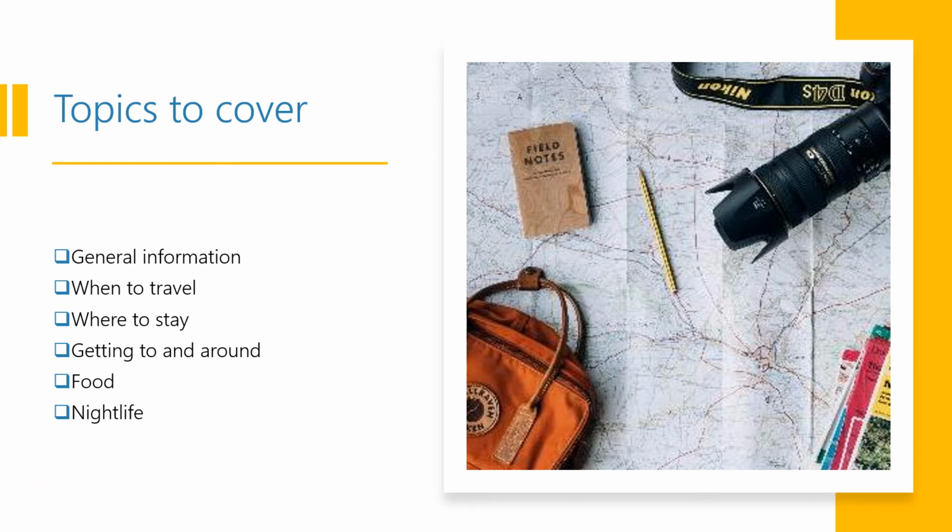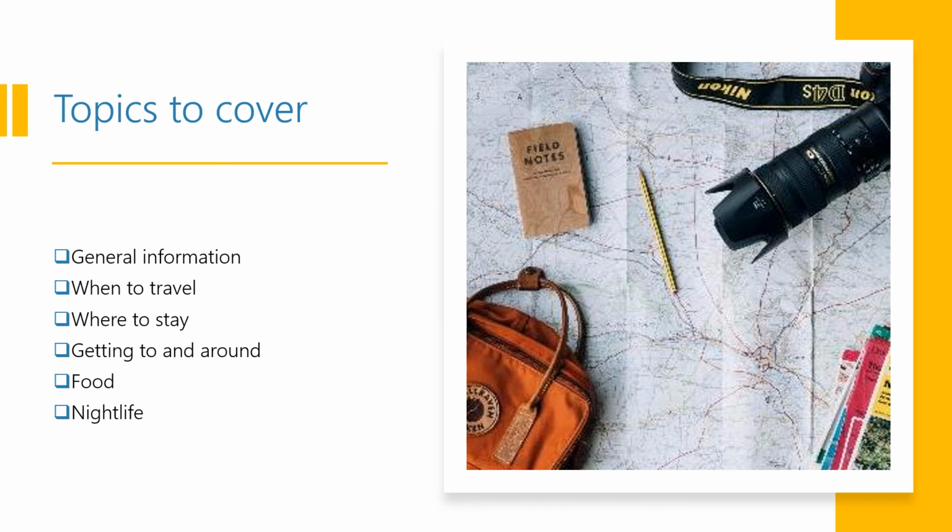Here are some suggestions of the topics you can write about in your brochure. First, give some general information about the place, where it is, how many people live there, and so on. Then give some info about when is the best time to travel. When is the peak season or the off season or the shoulder season. Then provide some information about the places where people can stay. It could be a hotel or private accommodation, bed and breakfast.